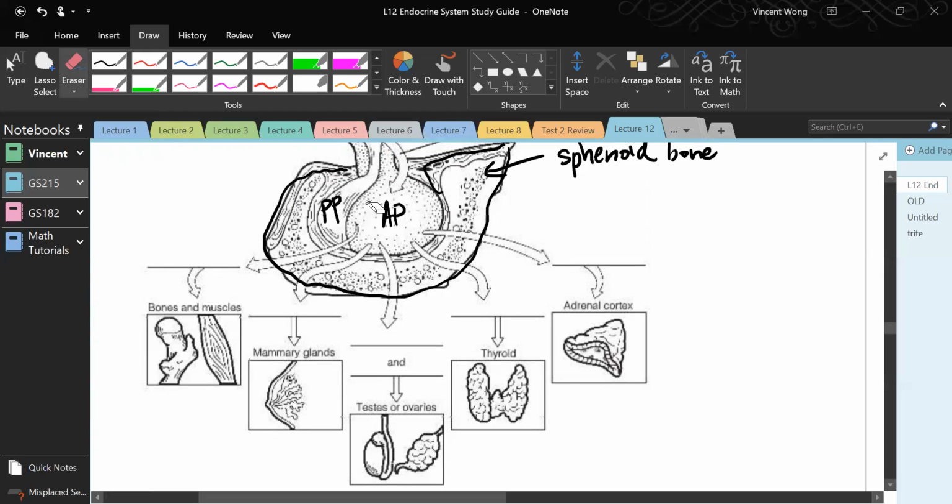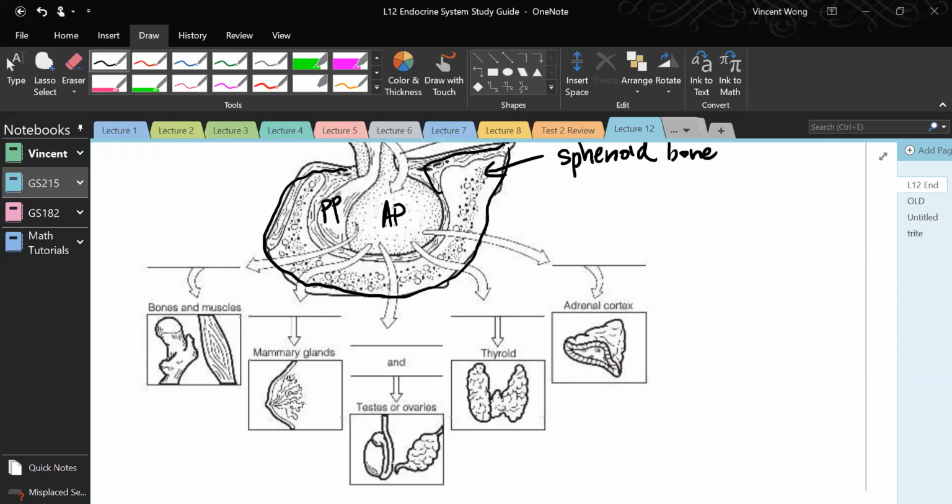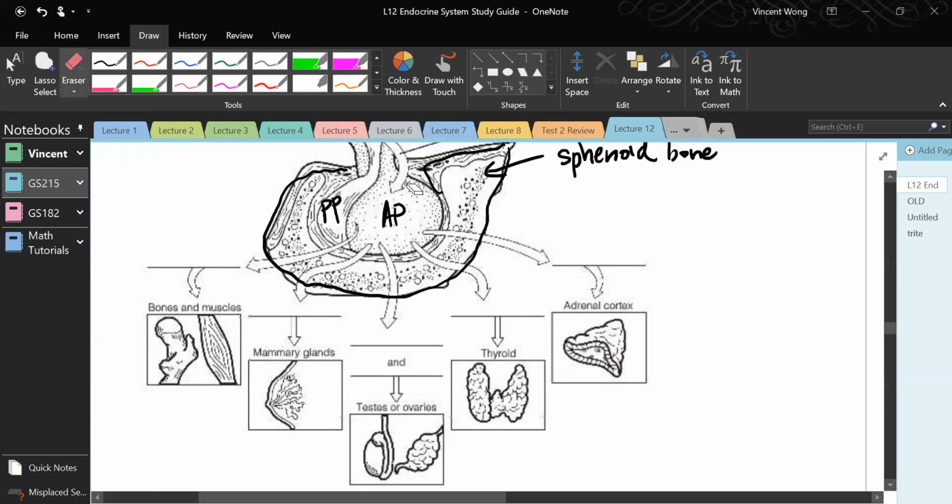Calcitonin is not from the AP though, right? Calcitonin is from the thyroid gland. But good try. Also, someone said calcium. Calcium is not a hormone though, right? I'm asking which hormone will cause the bones and the muscle to grow.